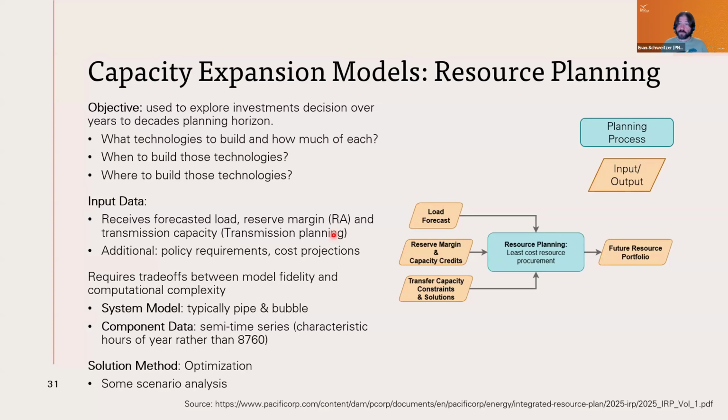And that resource planning process is run using a capacity expansion type model. So these models are trying to explore investment decisions over years to decades and figure out what is it that we need to build and how much. When do we need to build this? Where do we want to build this?